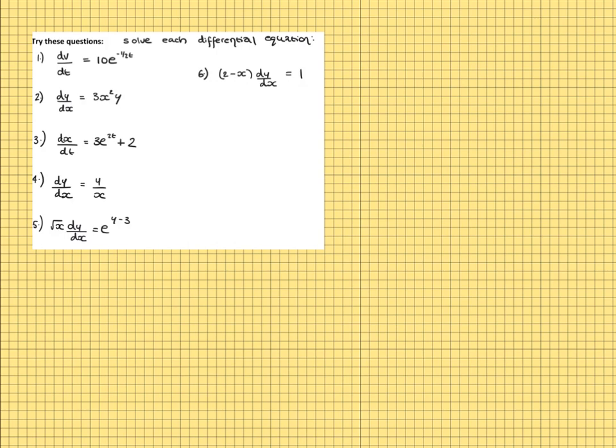Now question 6, to finish off, this when we separate variables gives us the integral of 1 with respect to y equals the integral of 1 over 2 minus x with respect to x. So the left hand side integrates to y, and the right hand side integrates to negative ln mod 2 minus x plus c. And we have finished.